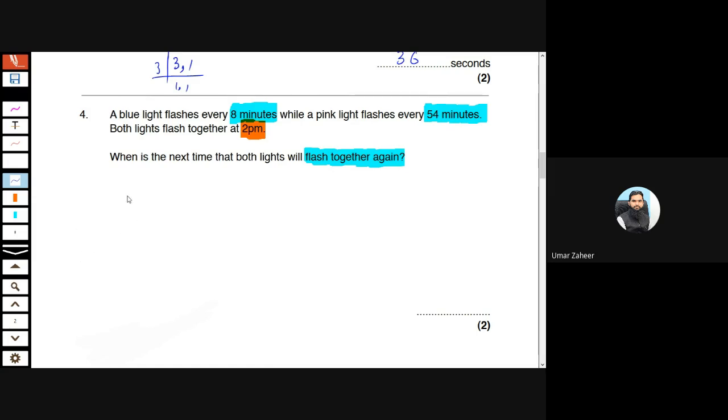Hafsa, tell me what will be the LCM of 8 and 54. Find the LCM, all of you, in your notebook if you have. Are you finding the LCM? Yes, sir.